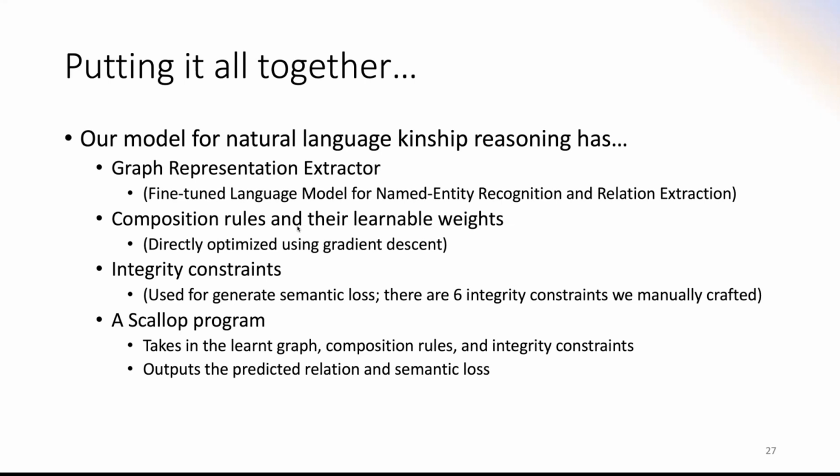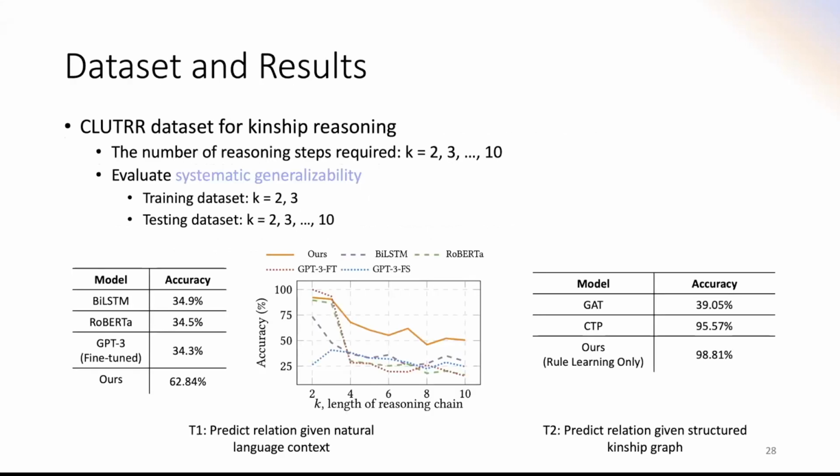In the next part, we're going to talk about a demo, which will show how to actually use Scallop to combine all of these together. And let me first show some data set stats and results. In this case, we are comparing our model, on the left-hand side, in this table, to some natural language processing models. And we can see that we obtain significant improvement in accuracy.